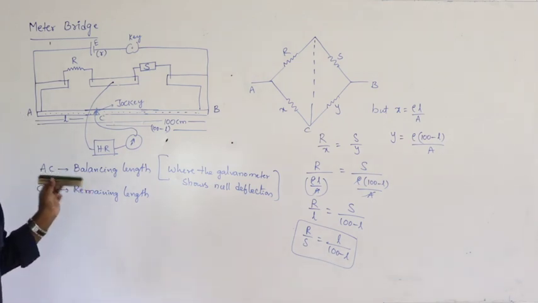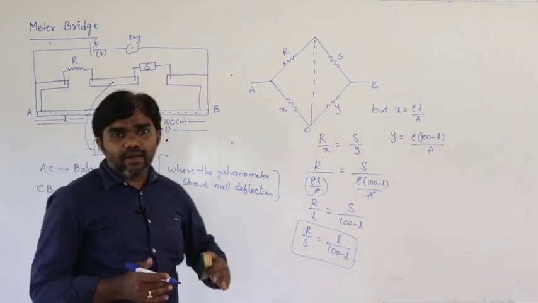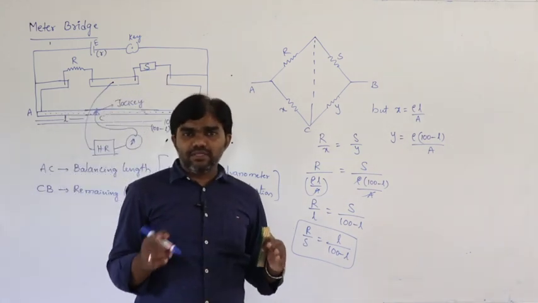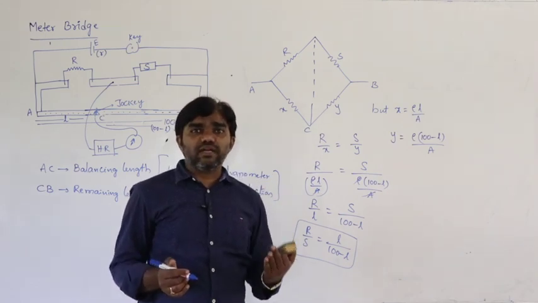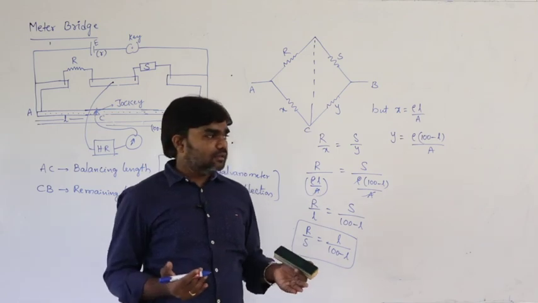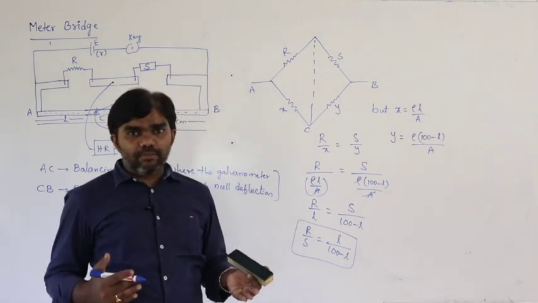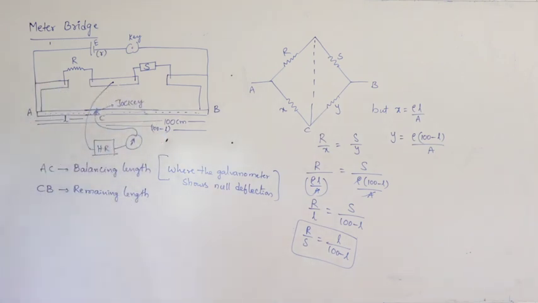To find the Wheatstone's bridge condition, resistance in the left gap divided by resistance in the right gap is equal to balancing length divided by remaining length. That is the concept of meter bridge.